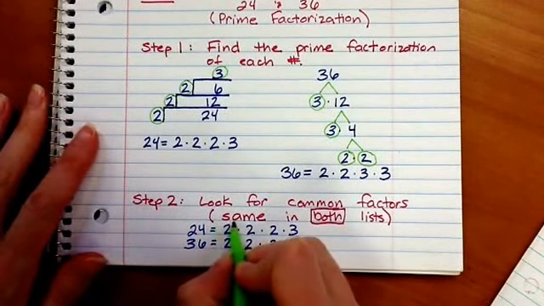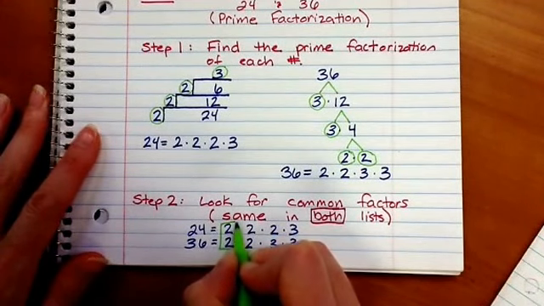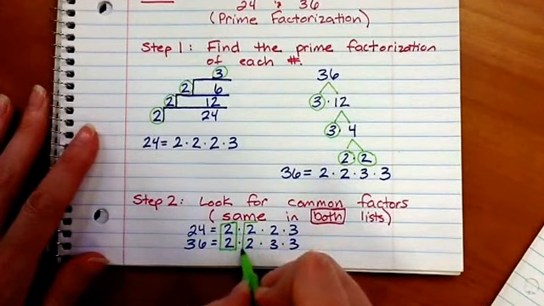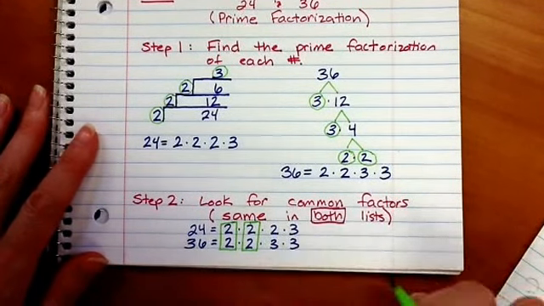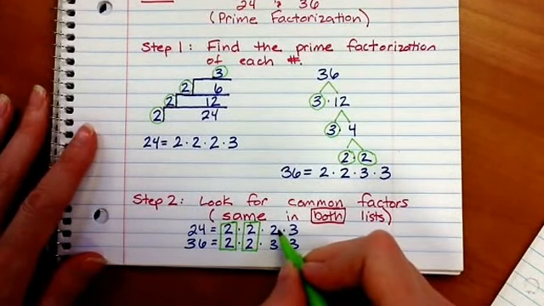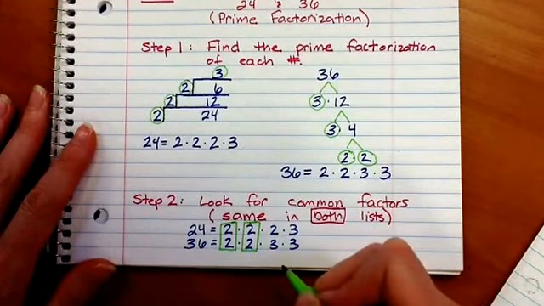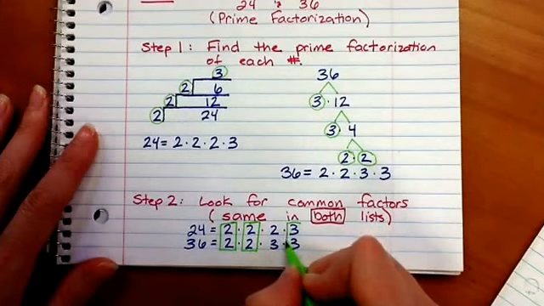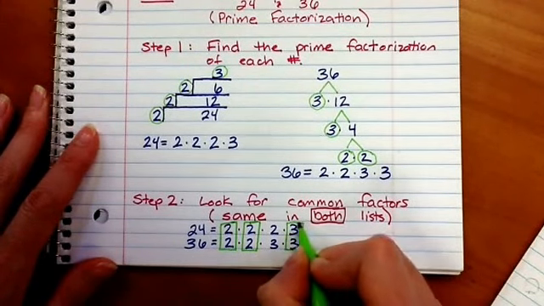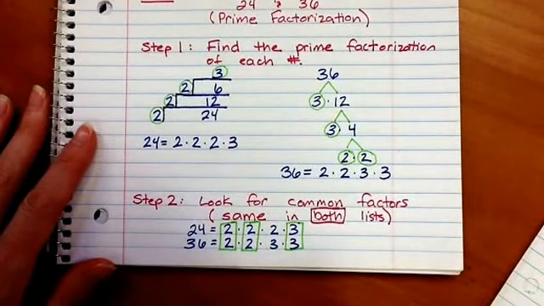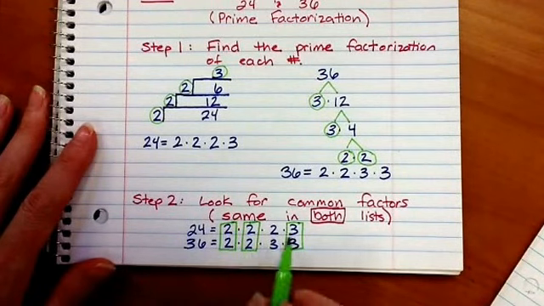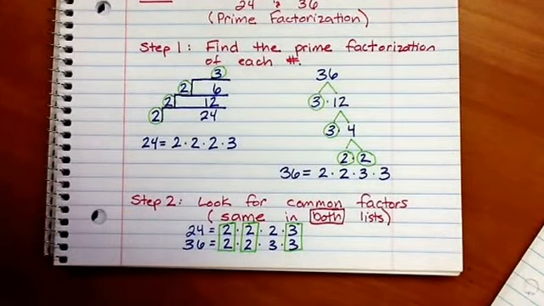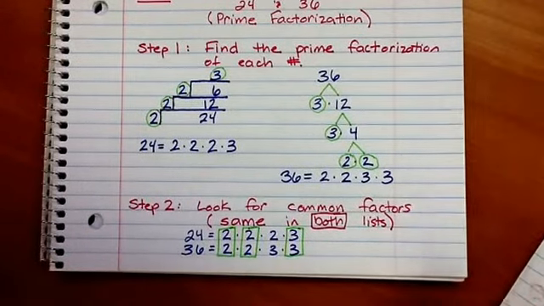So in both equations I have a 2. In both equations I have two 2's. When I come to my next factors, I see a 2 and a 3. These are not the same, so I'm not going to box them. But 3 and 3 are, so I'm going to box these. So now I have 3 factors that are in common between my two numbers. I have one more step before I can actually find out my greatest common factor.